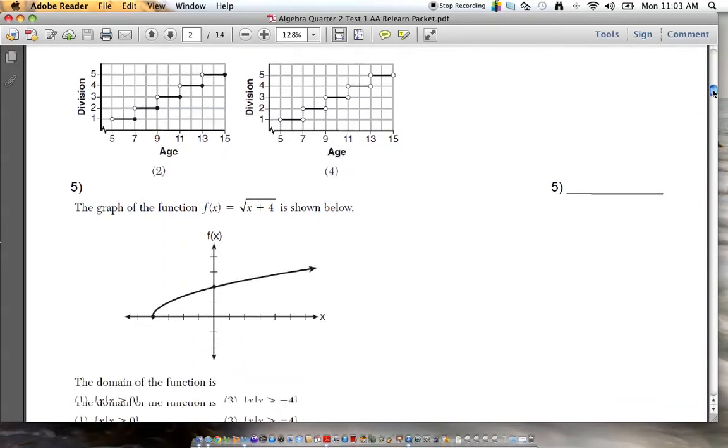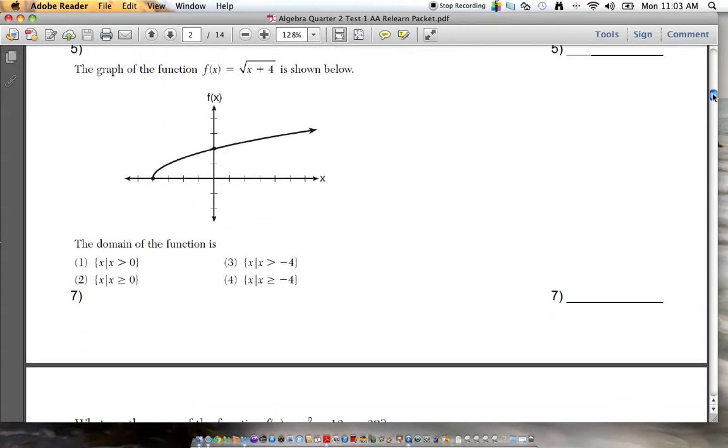Everything we've done so far is interpreting functions. Now, number 5, we didn't do a lot of work with this, and I thought that this would give kids a hard time. But we're going to test it now. We're going to do the Relearn packet with it. We're going to put it on the next test. We're going to do a lot of work with this so that by the time we hit the Regents at the end of the year, a question like this is second nature to you.